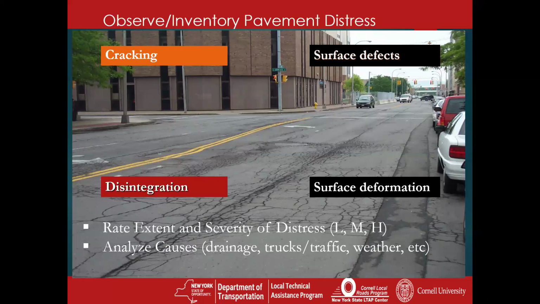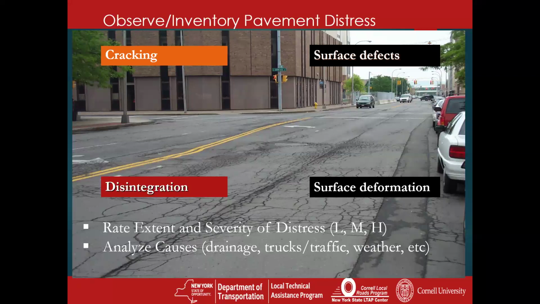And once you identify the type of distress, you're then going to rate it in terms of your extent and severity of the distress. Pretty simple approach. You can be as simple as low, medium, and high for both the extent, which means the density within the given pavement section, and the severity. And then you're going to be analyzing the causes. And this is really the most important part of the analysis process. You've got to be looking at what's causing that distress you're seeing on the surface. Is it drainage? Is it your trucks and traffic? Particularly your trucks, because they're doing a tremendous amount of damage, especially if you only got a thin pavement section.